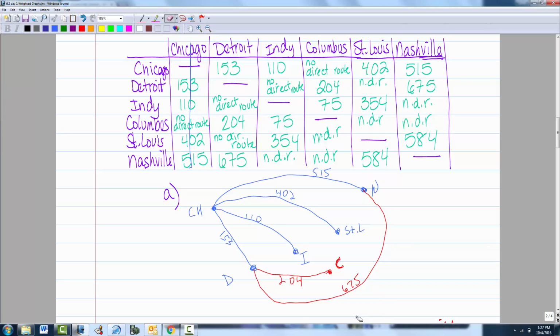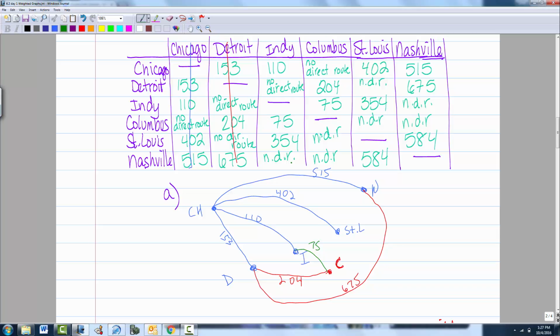All right, now I'm done with this one. Go back. Red. Done with that one. Now we go to Indy, and so on and so forth, but I'll still emulate it as we go. Indy to Chicago, already done. Indy to Columbus, done or not done? Not done. So Indy to Columbus is right here, right? And then that's only 75.